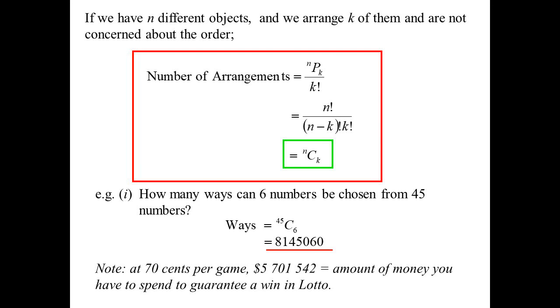Now, I haven't played it for quite some time, but I think it costs something like 70 cents a game. So if you've got a lazy $5.7 million around, you could theoretically buy every possible combination and guarantee yourself winning lotto. It just costs you $5.7 million to do it. Now, of course, what about when it's a big jackpot? You could do that if you had a spare $5.7 million, and you could win maybe the $10 million jackpot.